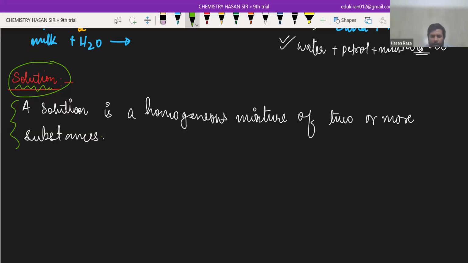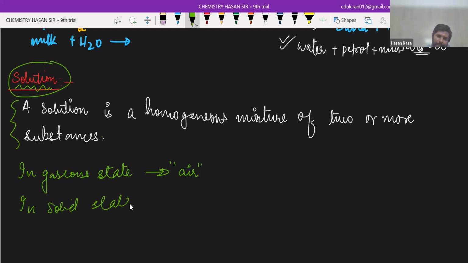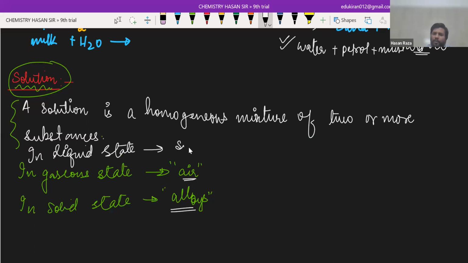Now I'll give you some examples. In gaseous state, the example of a solution will be air. Air is a homogeneous mixture of different gases. Now, in solid state, alloys are basically mixtures of different metals or non-metals. Are you getting my point? And in liquid state, you know a lot of examples, right? You can take sugar plus water and lots of examples. So please do write this.